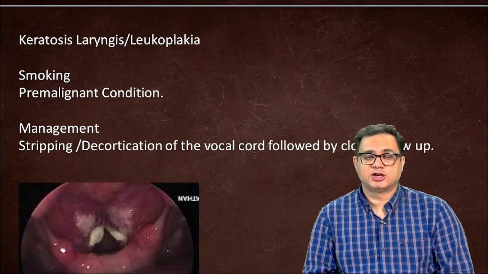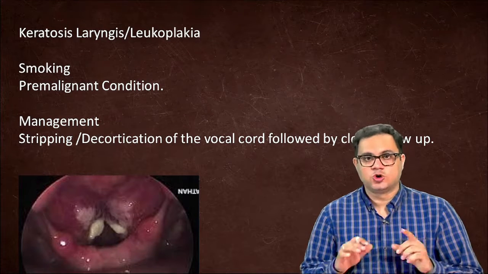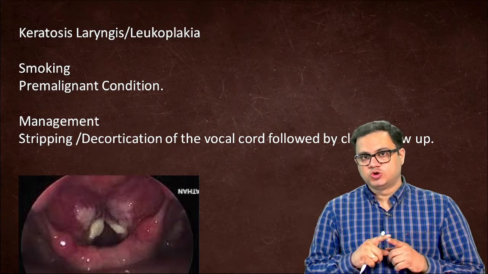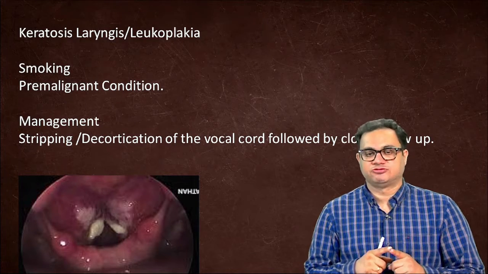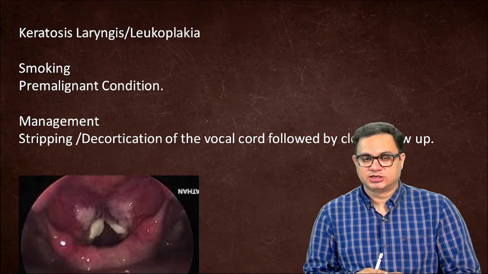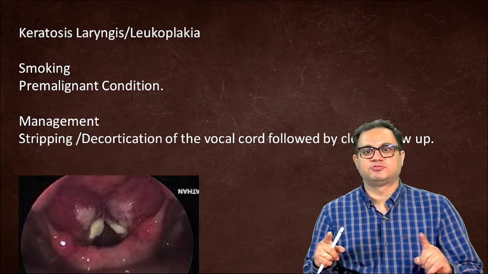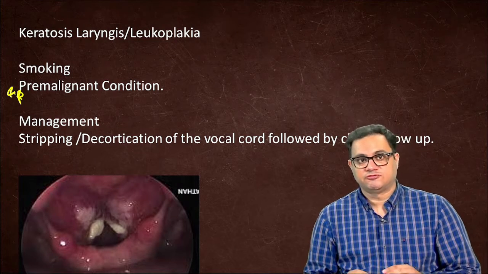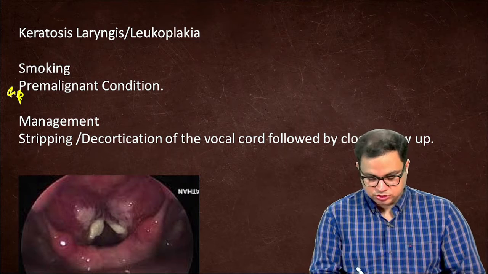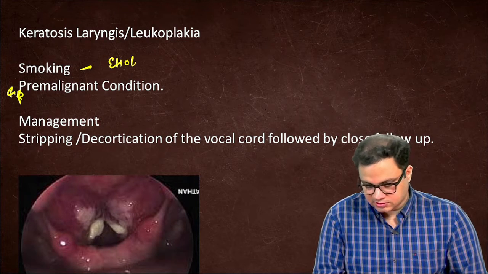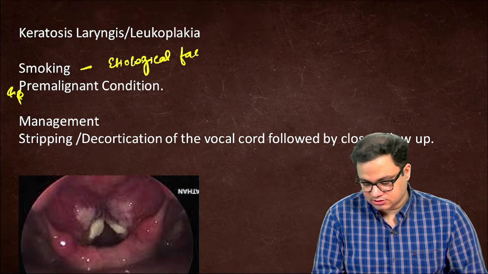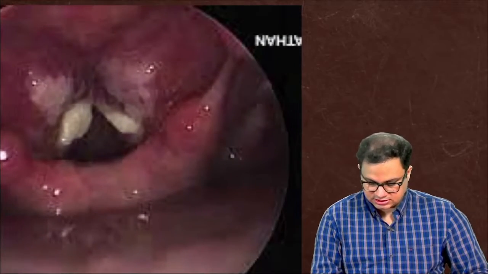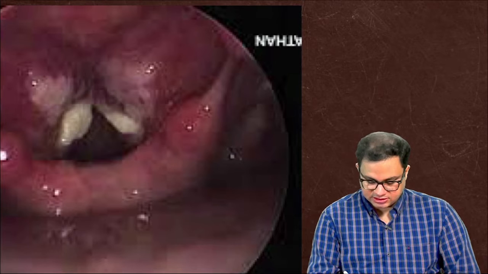Now coming to the keratosis laryngis, which is also known as leukoplakia. On the contrary to contact granuloma, keratosis laryngis or leukoplakia is a pre-malignant condition. Very important, this is a pre-malignant condition, whereas the contact granuloma was not. The etiology of this condition is smoking. So smoking is the etiological factor for keratosis laryngis.